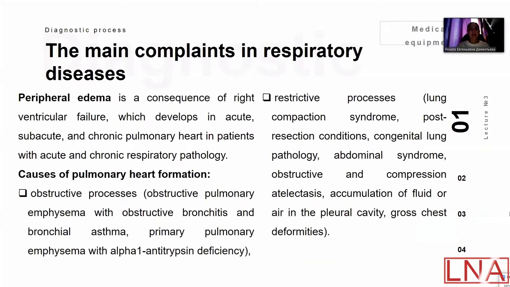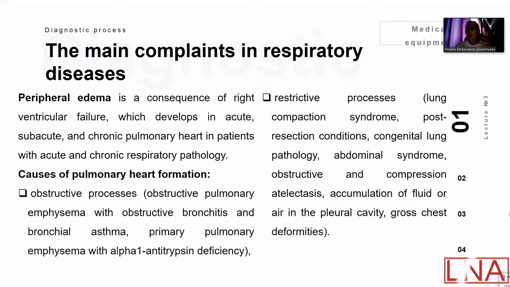So continue. Peripheral edema. We also discussed the method of determination of peripheral edema. Peripheral edema can be a complaint of a patient not only with heart failure, but also in a patient with respiratory diseases. Let's discuss in which cases such complaints or objective signs like peripheral edema can occur in a patient with respiratory disease. Peripheral edema is a consequence of right ventricular failure, which develops in acute, subacute, and chronic pulmonary heart in patients with acute and chronic respiratory pathology.